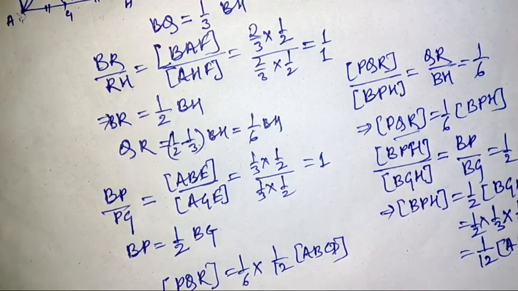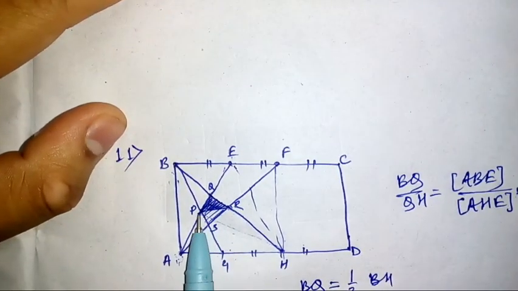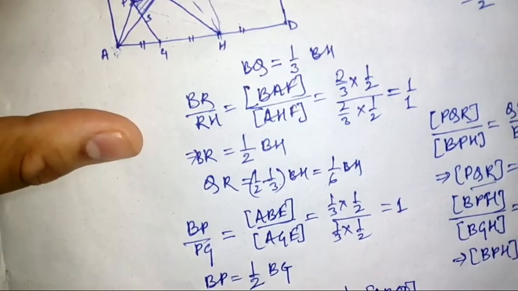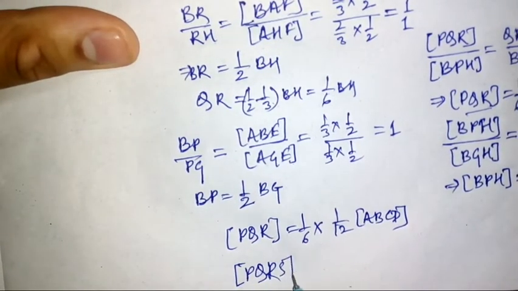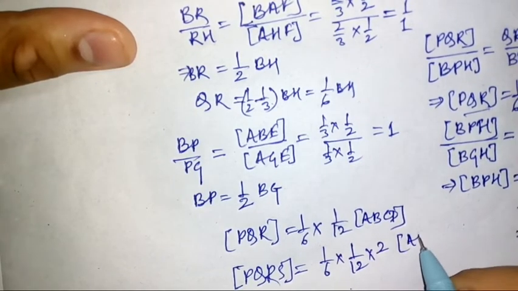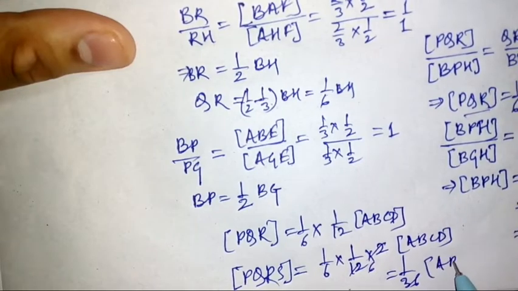And since there is a symmetry in this figure, the same way we can calculate the area of this region also. So simply by multiplying this by 2, we can calculate the PQRS area, since there is a symmetry. So we get 1/36 of the area of ABCD.